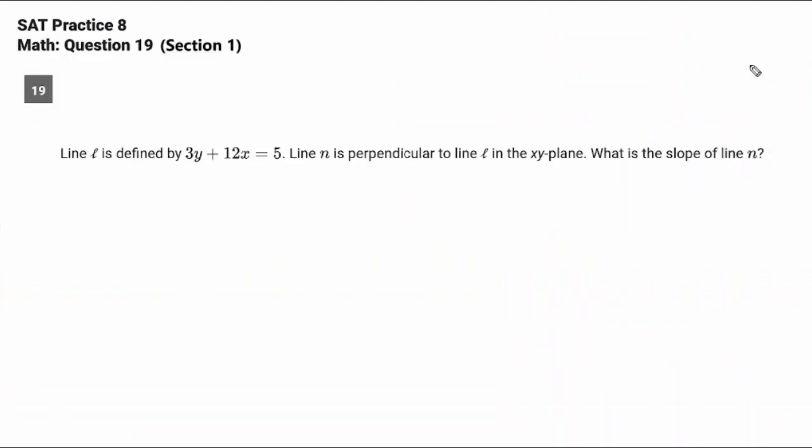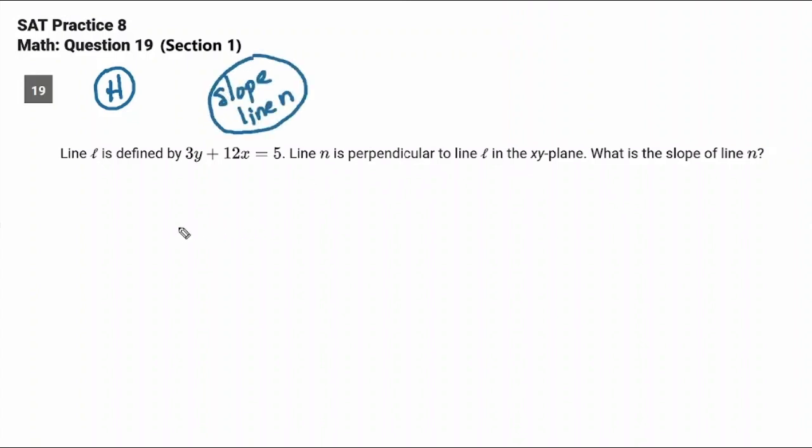We're on SAT Practice Test 8, Math Section 1, Question 19. What's the level of difficulty here? It's hard. How hard? Pretty hard. Keep that in mind. Line L is defined by 3y plus 12x equals 5. Line N is perpendicular to line L in the xy plane, because where else would it be? What's the slope of line N? So write down what you want and circle it.